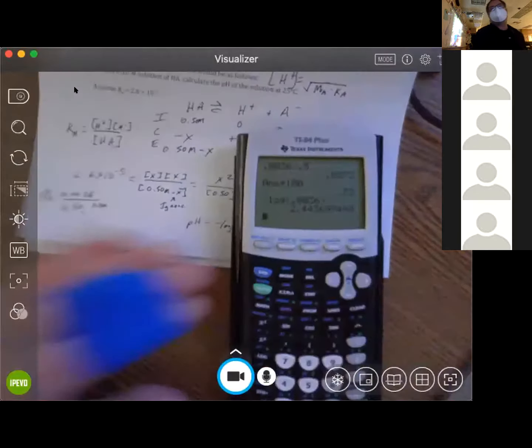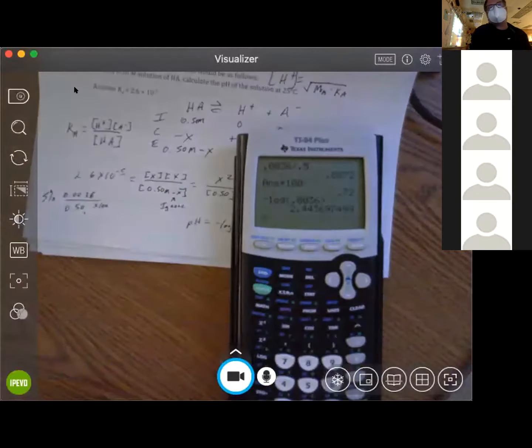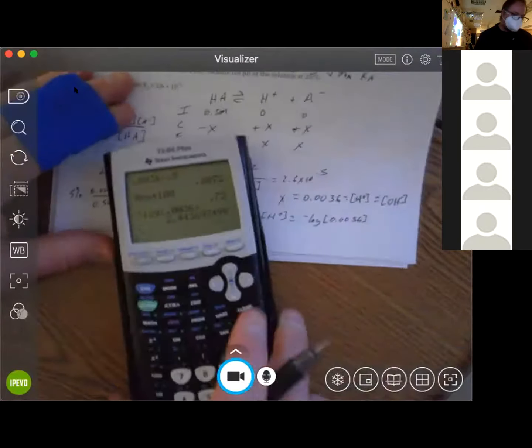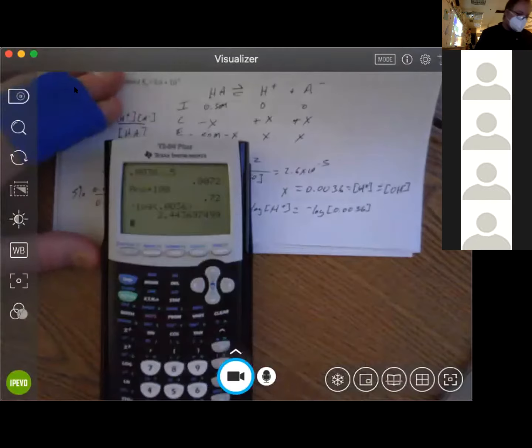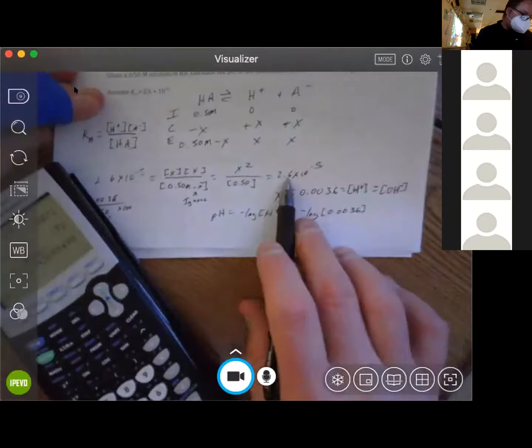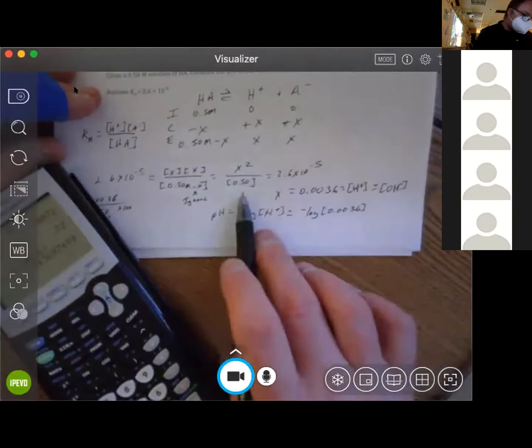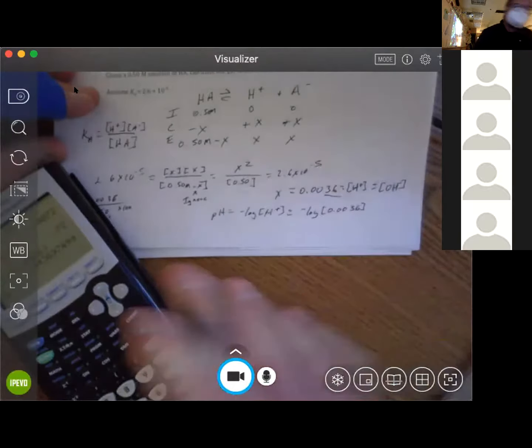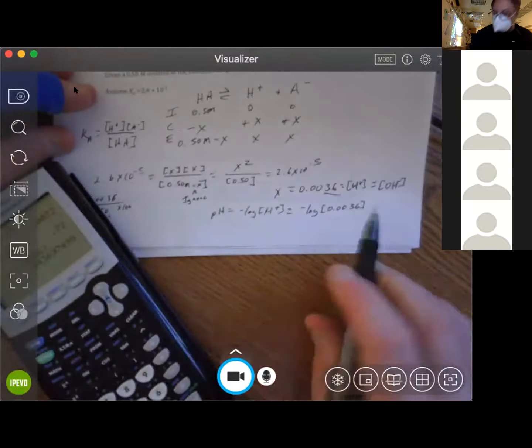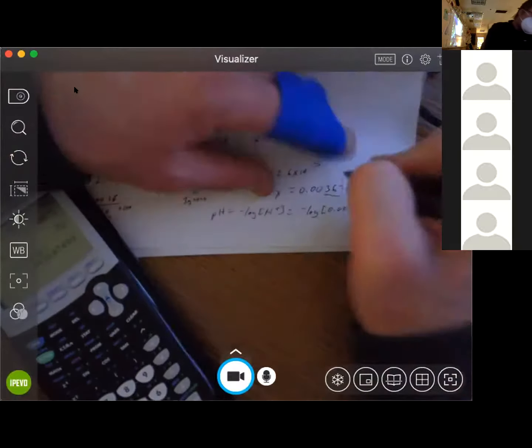Negative log of 0.0036. That gives us a pH of 2.443697. And we didn't deal with significant digits when dealing with log base. I don't know if your other teachers teach you significant digits at all, but this has two significant digits and this has two significant digits. And that's why that hydrogen ion concentration had two significant digits.